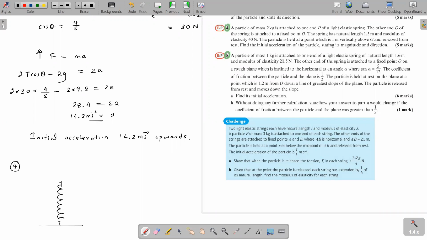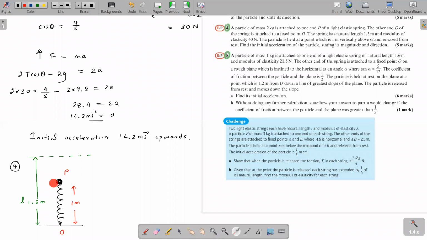So it looks like this. The particle is over here. Natural length is how much? Natural length was 1.5 meter. So natural length 1.5 meter is a little bit higher than what we have, right? So let's say this is the natural length. So this is the point O and this is the point P. So they say the particle is 1 meter vertically above O. So this is 1 meter.